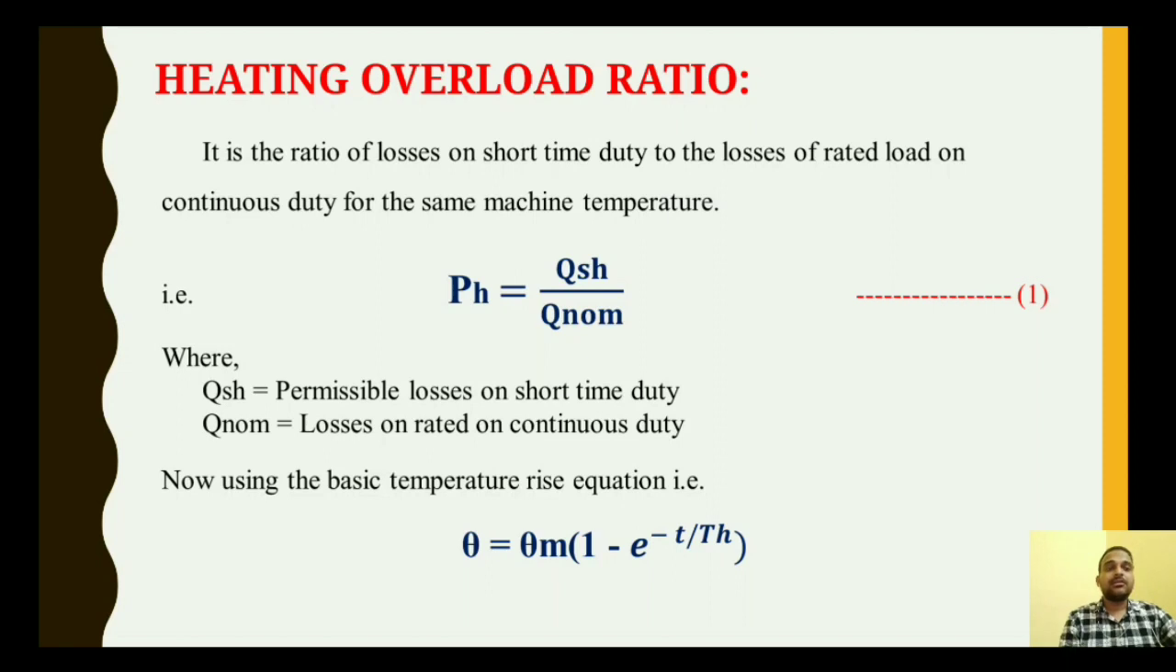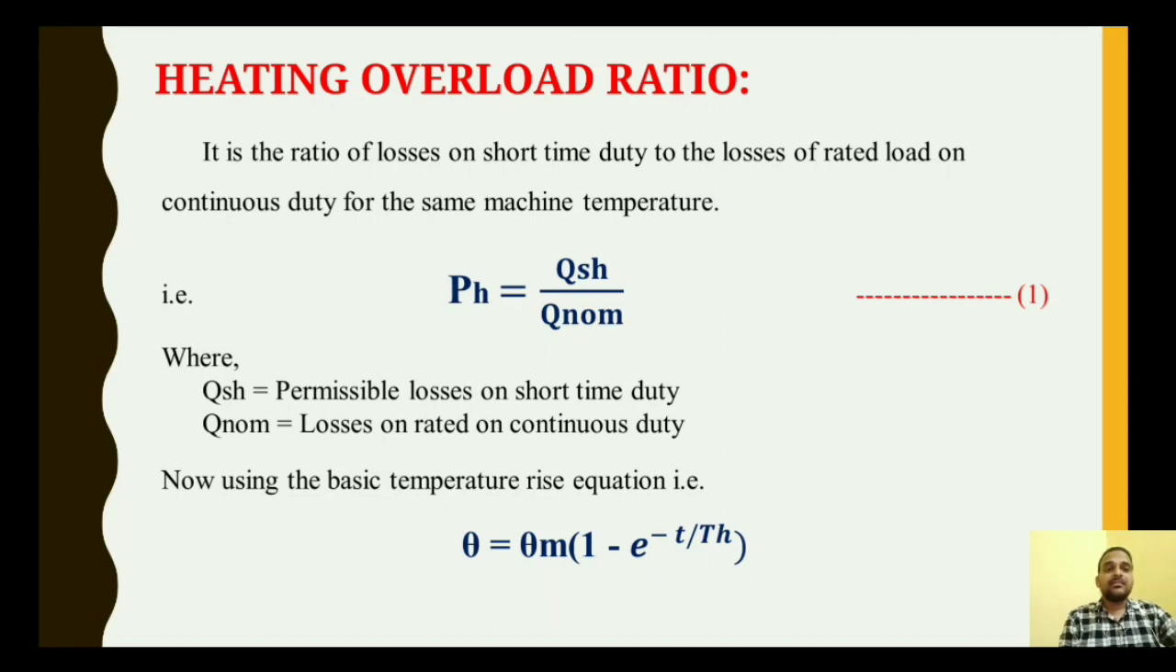Okay, so here we got the relation: pH, that is the heating overload ratio, equals QSH to Q norm, where QSH is the permissible losses on short time duty and Q norm represents the losses on rated or continuous duty.